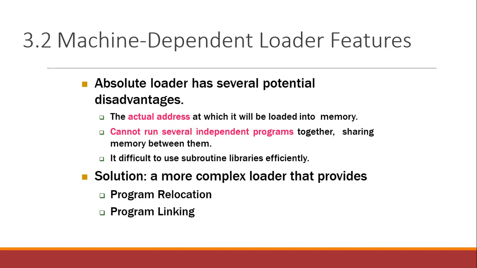So what are the problems of the absolute loader? As you know, absolute loaders are very simple and efficient for simple systems like SIC, where only one program is executing at a time. It's a uniprocessor, one program at a time. But this is not efficient for machines like SIC XE.